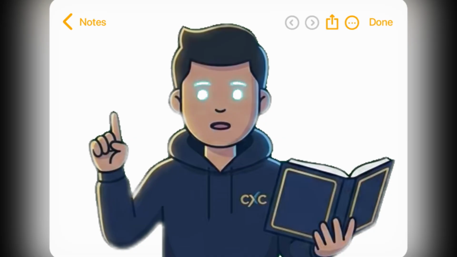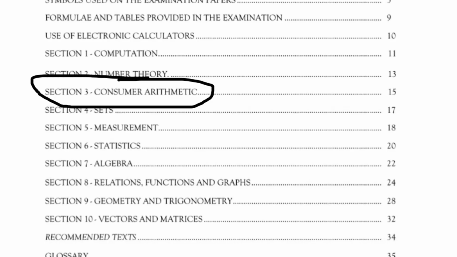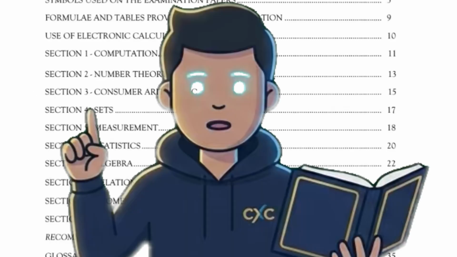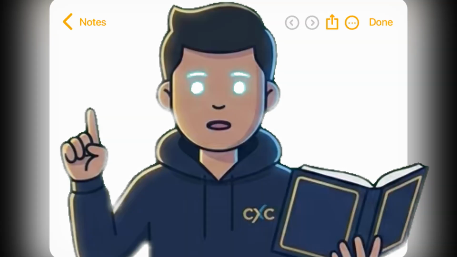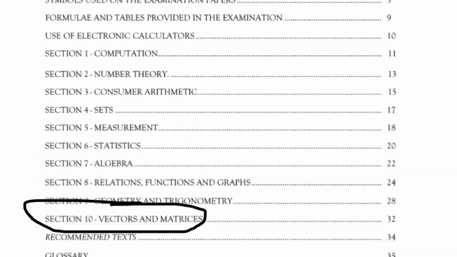I'm doing a course where I'm breaking down the syllabus and explaining it so that you can pass your exam. We're starting from section 3 because that is what is taught in grade 10 and 11. But if you want me to break down section 1 and 2 also, I will do that. But now we're working on section 3, consumer arithmetic, all the way up to vectors and matrices.